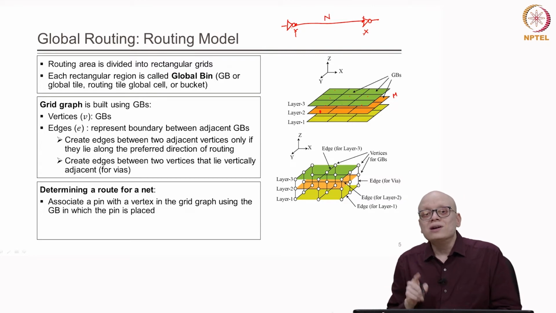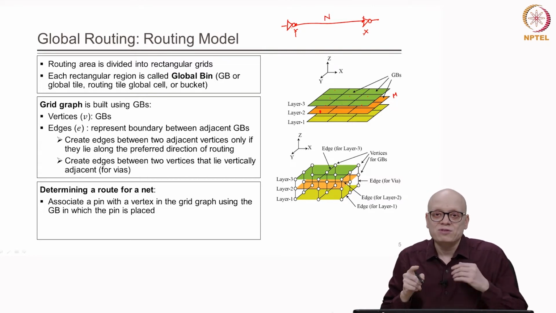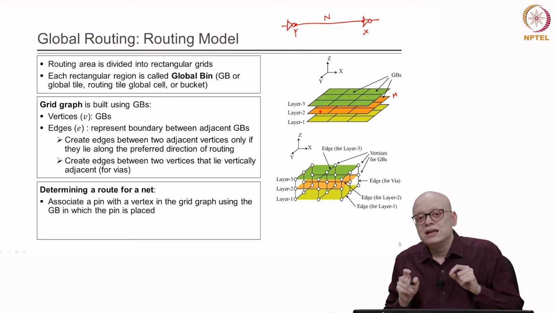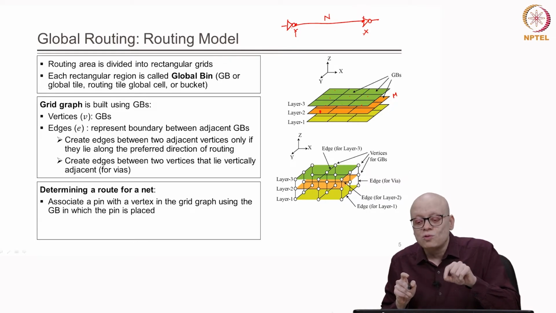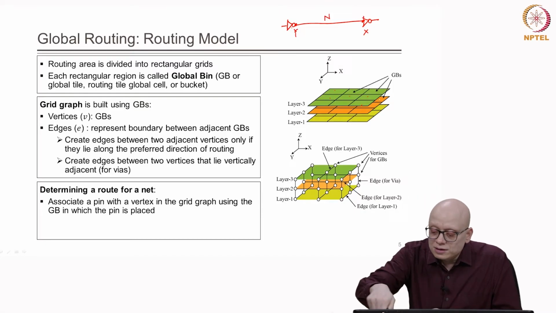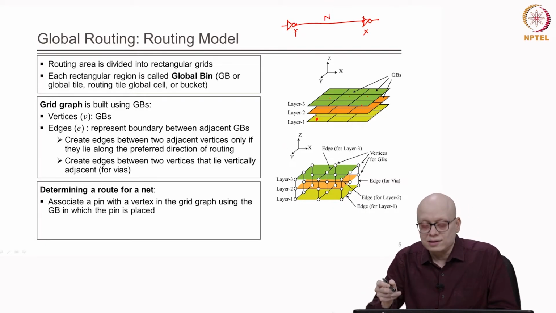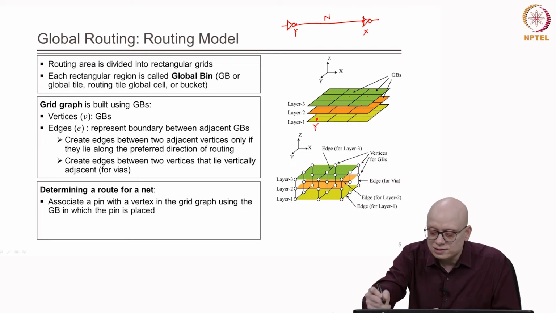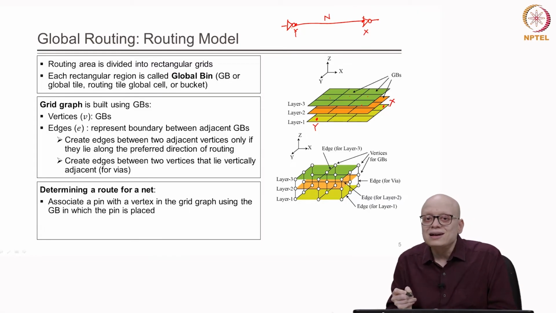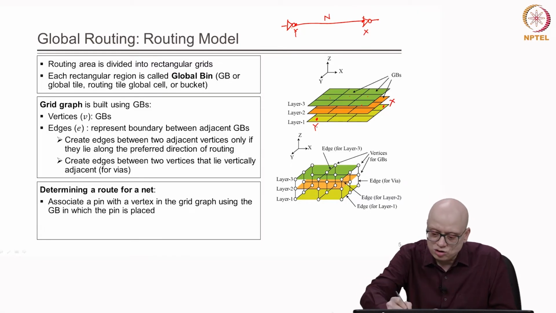Now, we have already done the placement, right. When we come to routing, the placement is already done. Therefore, we know the locations of pins Y and X, right. So, on the layout, we know that, for example, Y is at this location somewhere in this global cell. So, Y is here and say X is here, right. So, we locate the corresponding vertex. The corresponding vertex for this is this one and for this is this one, right.